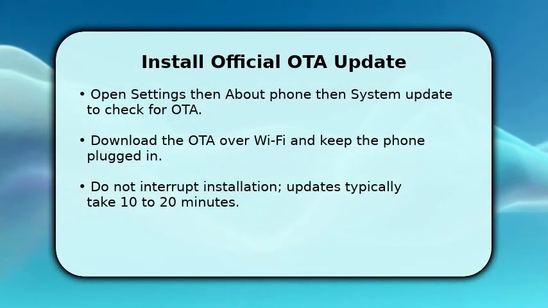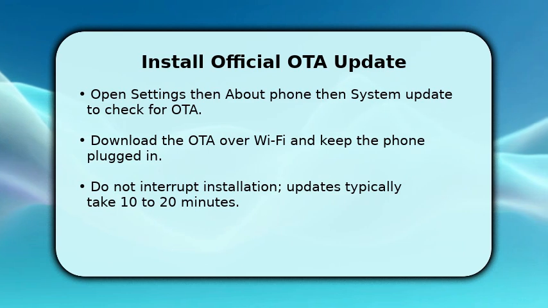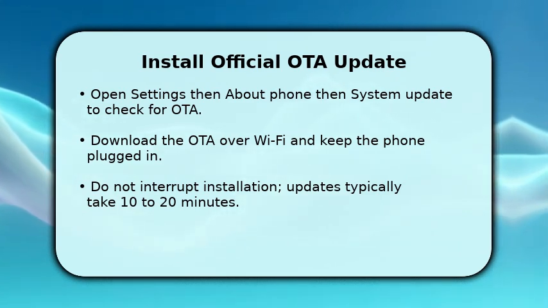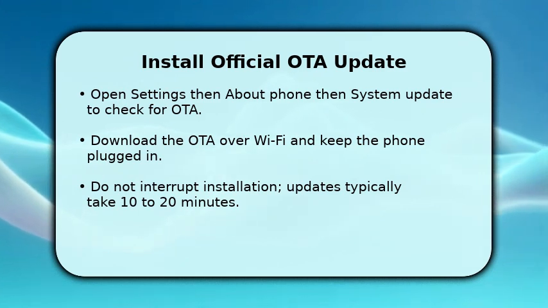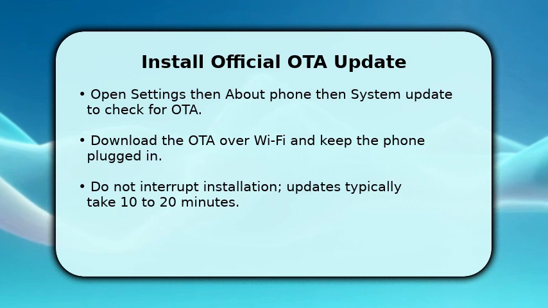To install an official OTA update, open Settings then About Phone then System Update. Tap Check for updates and wait while the device searches Xiaomi servers. If an update appears, review the changelog and start the download over Wi-Fi. Download the OTA over Wi-Fi and keep the phone plugged into stable power.